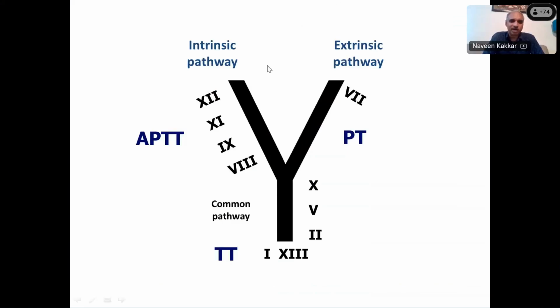So we go back to the pathway just for a confirmation. If we saw the PT was normal, which means this pathway, 7, 10, 5, and 2, and even going on to 13, would be normal. Only then the PT can be normal. So which means the problem lies here, these 4 factors. And with that history, we are thinking of either 9 or 8 deficiency, which is hemophilia. You are very right in thinking that way.